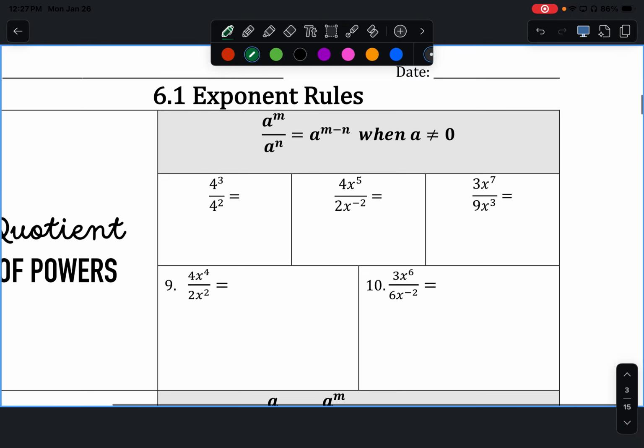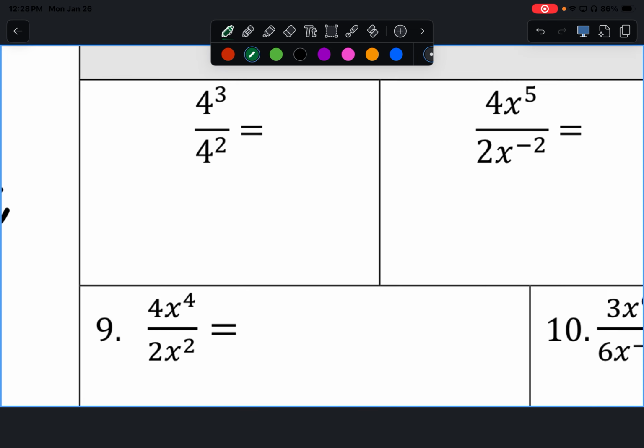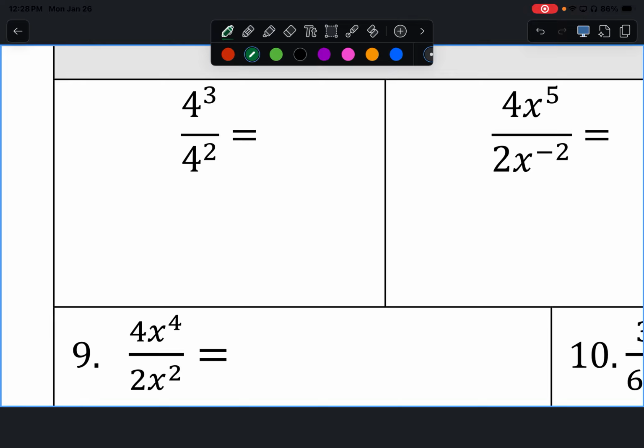All right. Now, we are going to look at quotients of powers. So when you multiply two things with exponents together, you add the exponents. So when you divide, you should subtract the exponents. And that is what we're going to do here. So for this one, we have 4 to the 3 minus 2. What is 3 minus 2? 1. So we have 4 to the first power, or just 4.